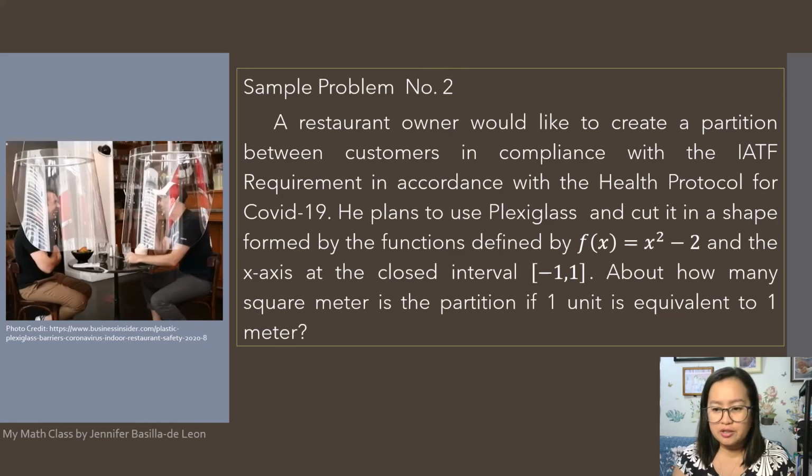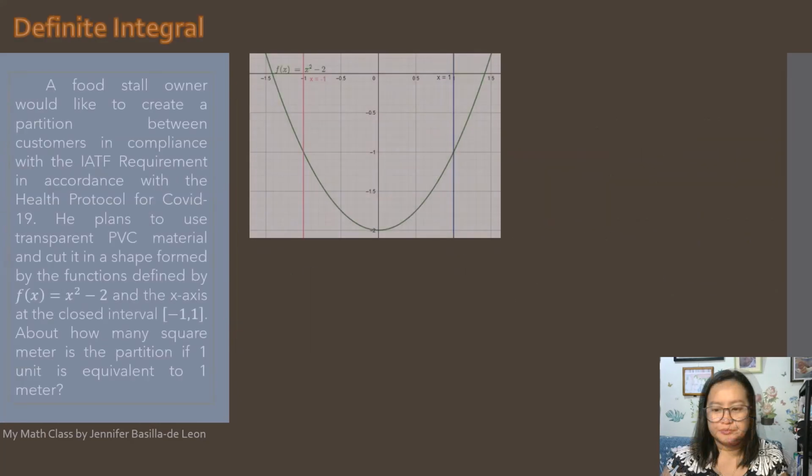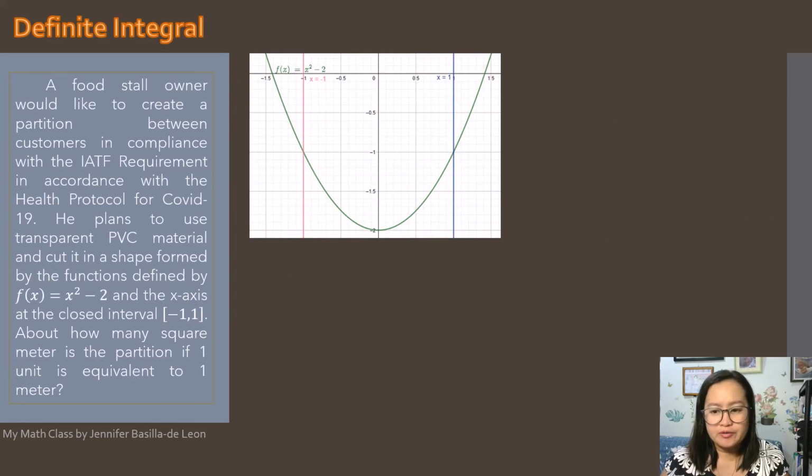Now we use the concept of definite integral in solving the given problem. Now we graph the functions given in the problem. So we have f of x equals x squared minus 2, the green color, and then we have x equals -1 and then x equals +1.